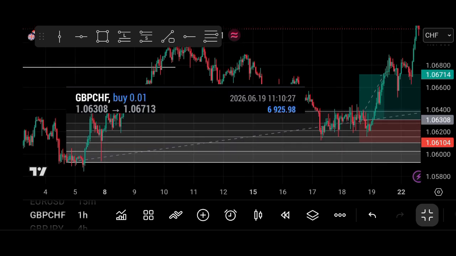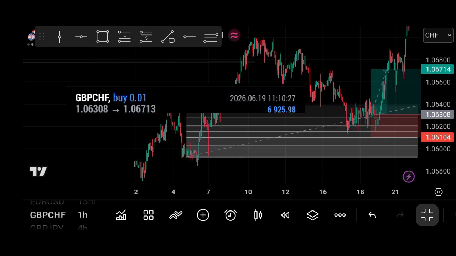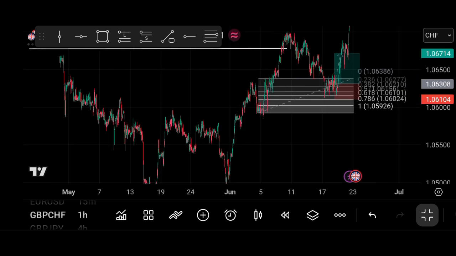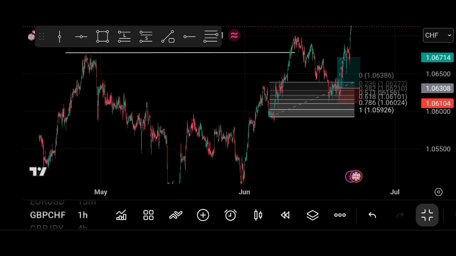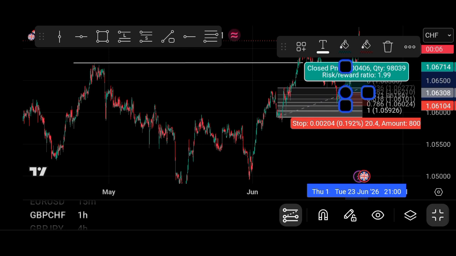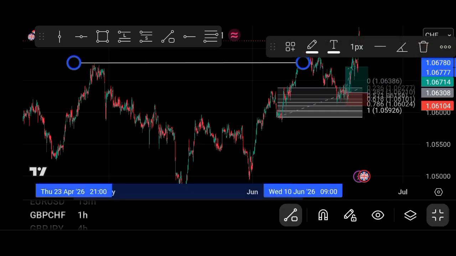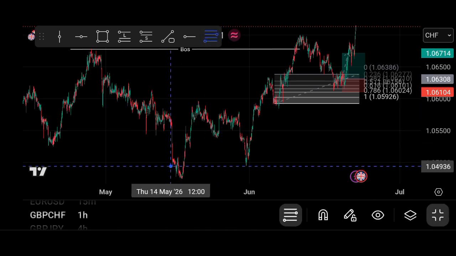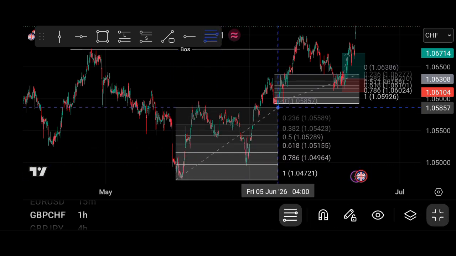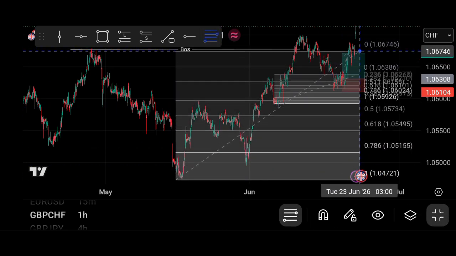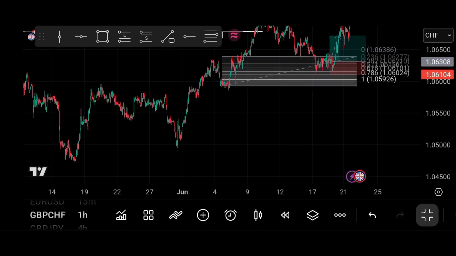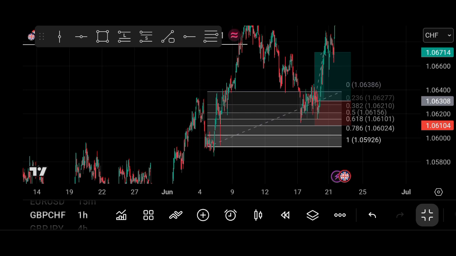This was my GBP CHF buy position. This one is a bit different from the typical one, but it still has the same concept. This was the trade I entered. On a normal setup, this is your regular break of structure line. I'm supposed to wait and draw my fib from here to here. However, what I did was look at the closest area that has not been mitigated.